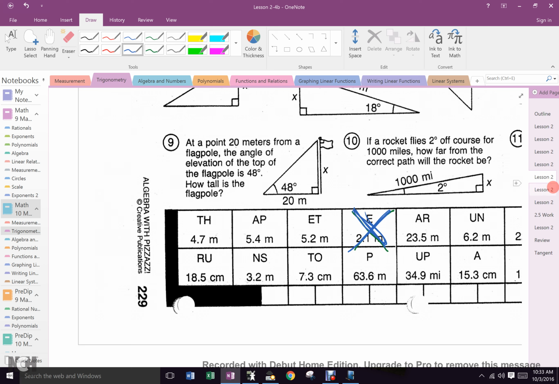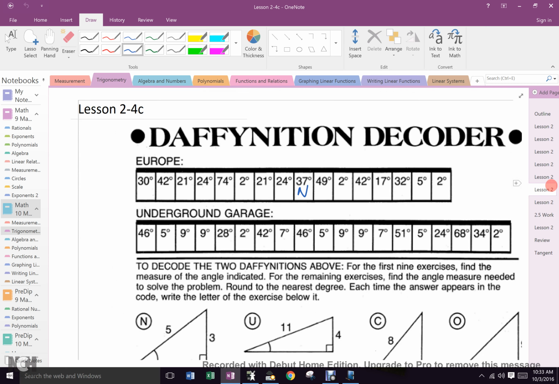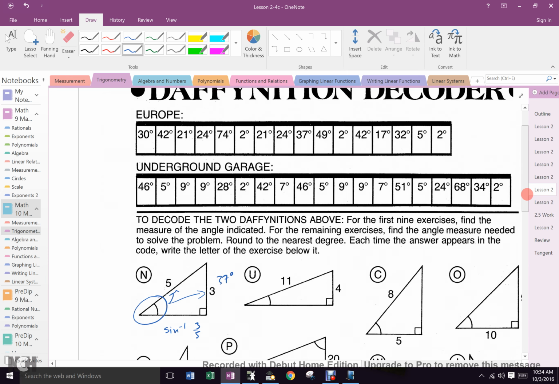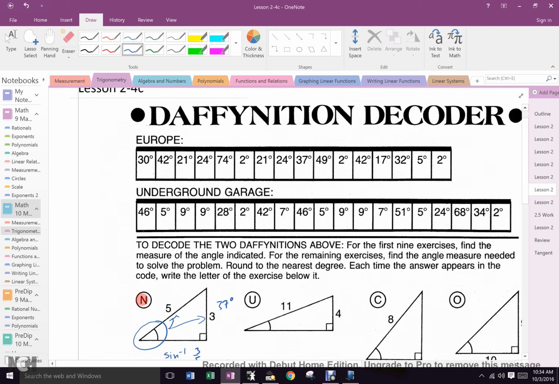You're welcome, Antonio. And finally, this one, same thing, except you're finding the angles. So I needed this angle. So what did I have? I had an O and an H. So this was shift sine of opposite 3 over 5. So I went shift sine 3 divided by 5, and I got it to be 37 degrees. Then I go up to the top. 37 gets an N. Okay?